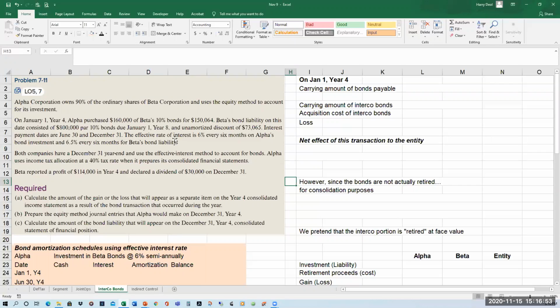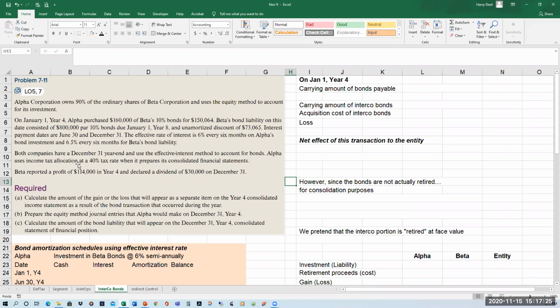The effective rate of interest is 6% per 6 months, so semi-annually, on Alpha's bond investment, and 6.5% every 6 months on Beta's bond liability. So what they've done is basically calculated the effective interest rates for us. Already, these are per 6 months because the bonds have 6 monthly interest payments. Both companies have a December 31st year end and use the effective interest method to account for bonds.